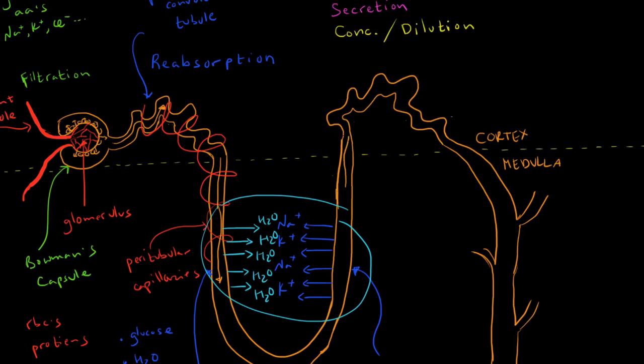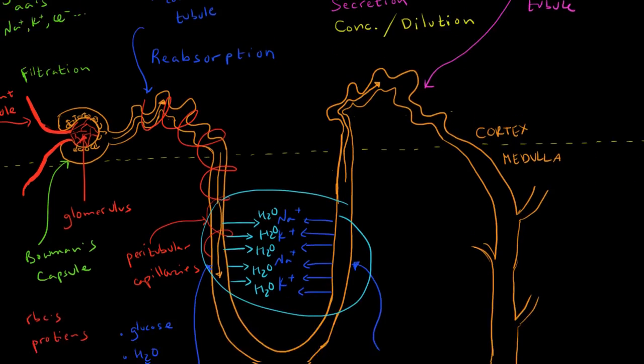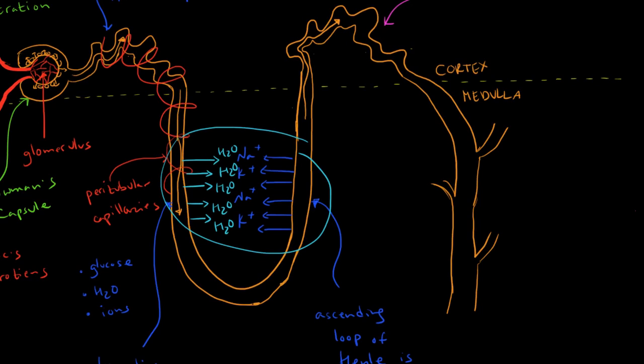Okay, moving along our nephron. From the loop of Henle, we will go to the next part of the nephron, which is the distal convoluted tubule, and we're going to talk about it together with the collecting duct because they kind of act in similar ways. Whatever happens in one, a lot of the same thing happens in the other, so we'll discuss them together. This is the collecting duct.